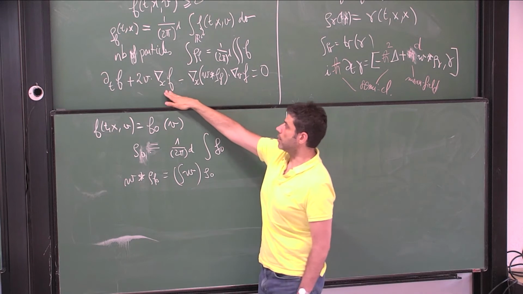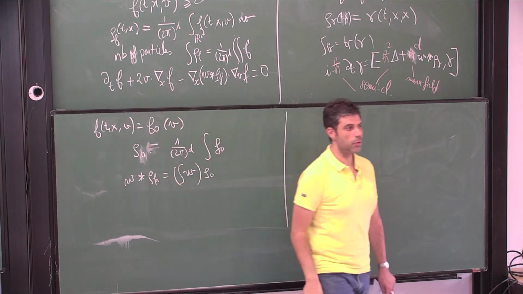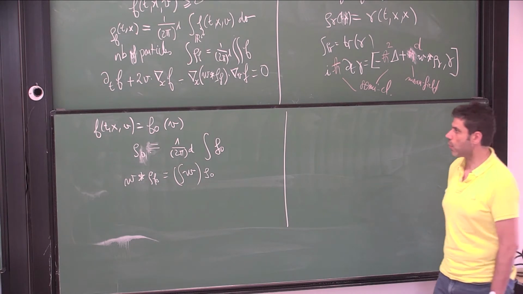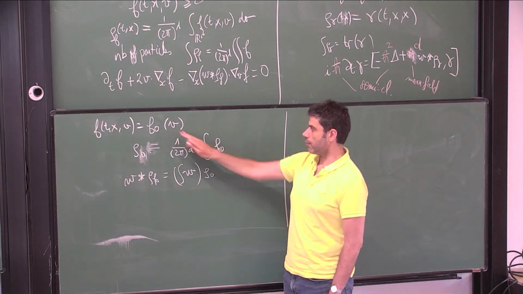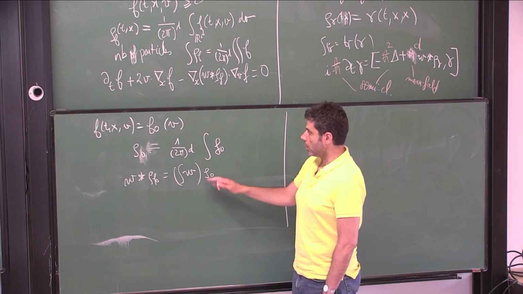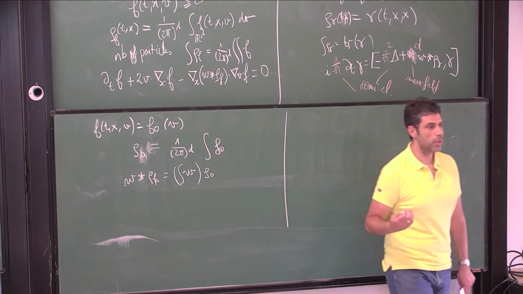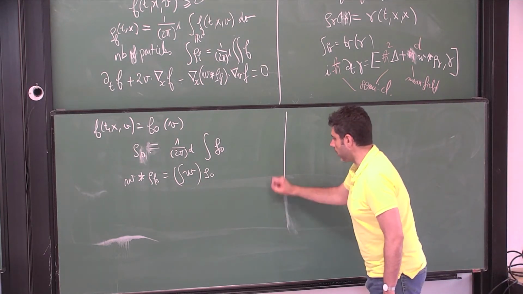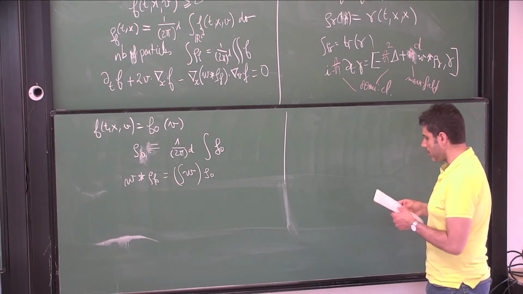The gradient in x is 0 here. The gradient in time is 0. So you see, it's a stationary solution of your equation. So any function of v, only of the velocity, gives you a stationary solution if f0 is integrable. Okay? Before telling you what are the f0s I will consider, let me go on the right side.